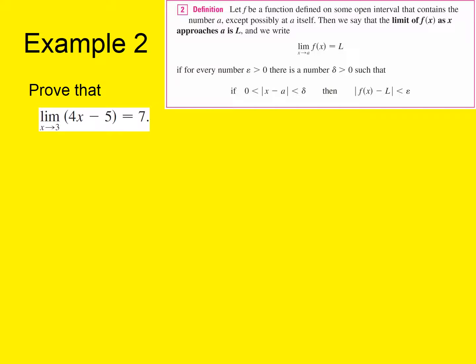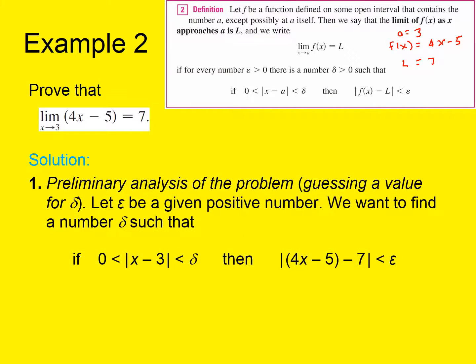Okay, so in this problem, what do we have? We have that the a is 3 and the f of x is 4x minus 5. And the L is 7. Okay, so we have to prove that if positive absolute x minus 3 is less than delta, then absolute 4x minus 5 minus 7 is less than epsilon.